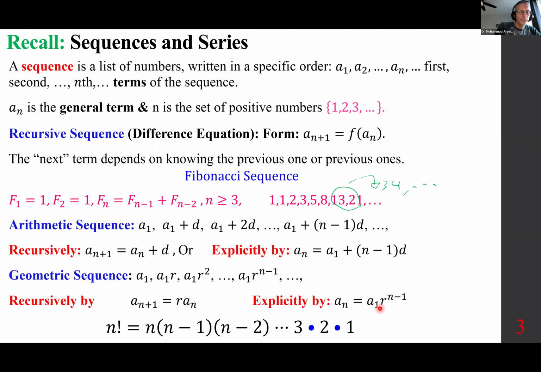N factorial is n times n minus 1 times n minus 2 all the way to 1. That's the definition of factorial.